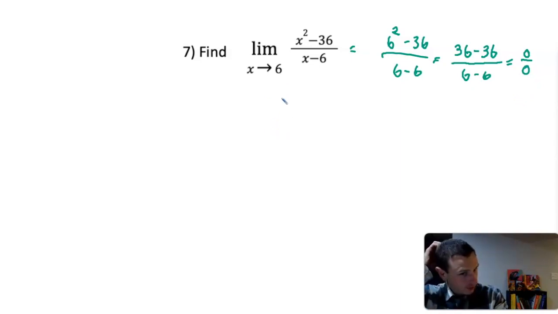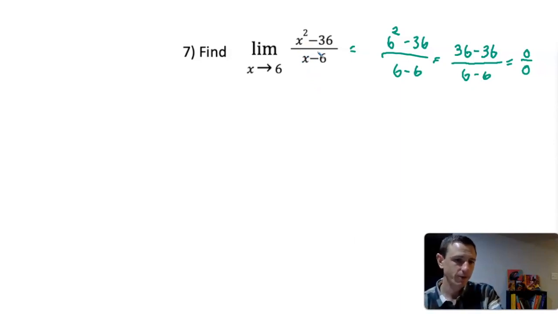No good at all. So that means that we have some sort of issue here with the limit as x approaches 6. So in previous topics, we would say, let's go from the left, let's go from the right, throw up a graph, see what's happening here, and then we'd be able to come up with a conclusion. What we could also do, though, is we can factor.